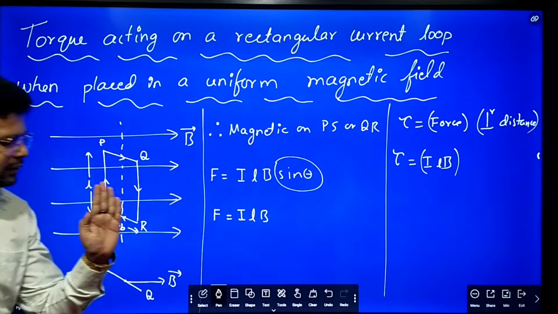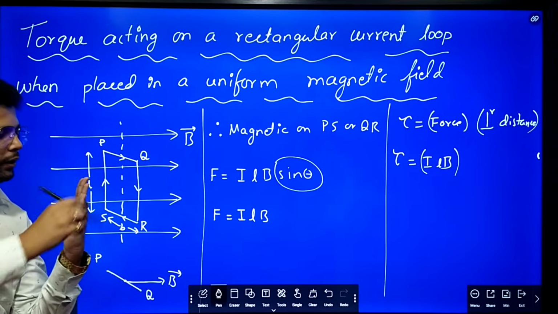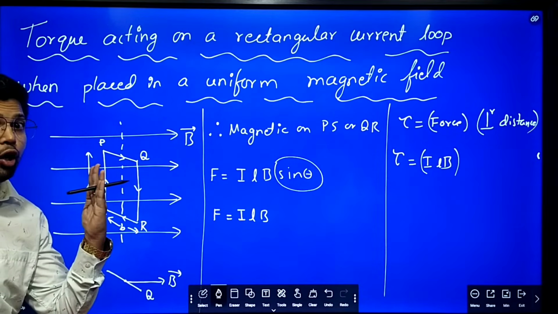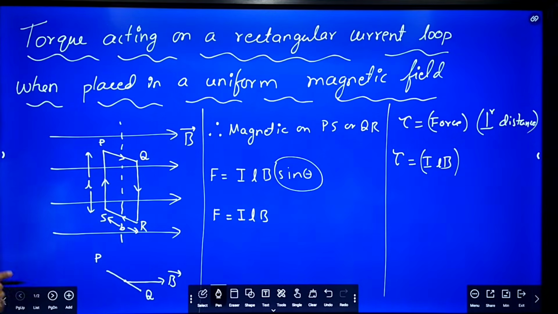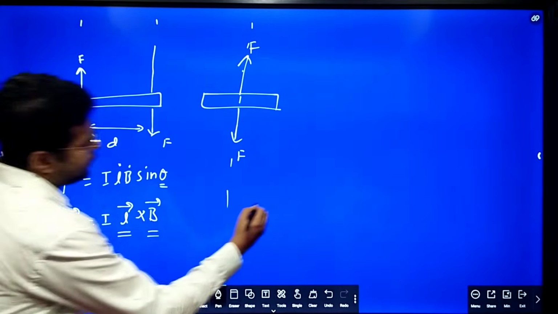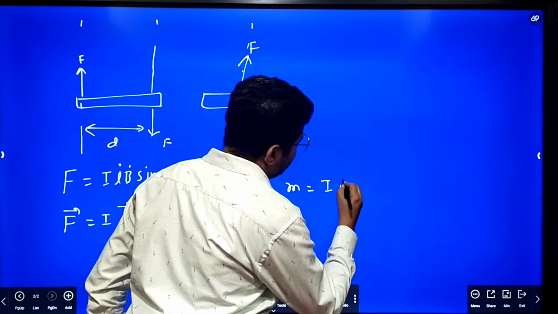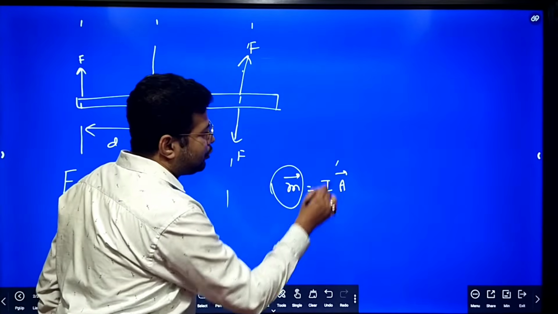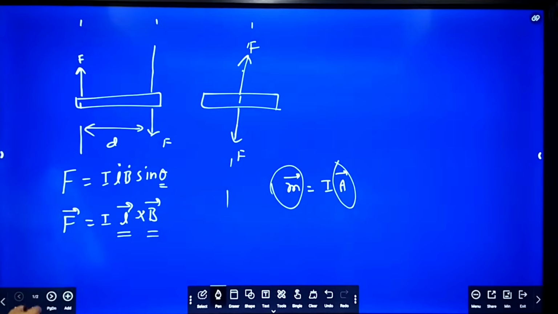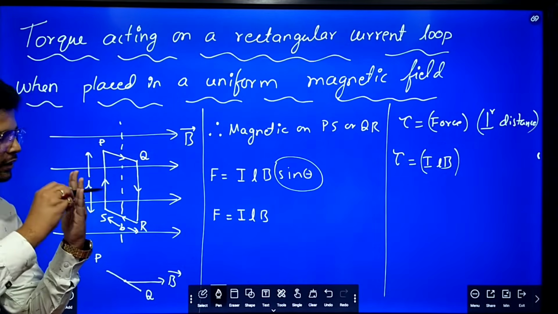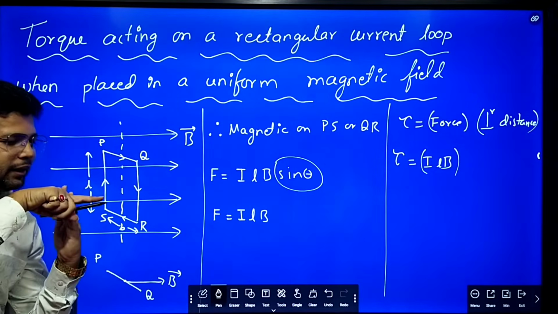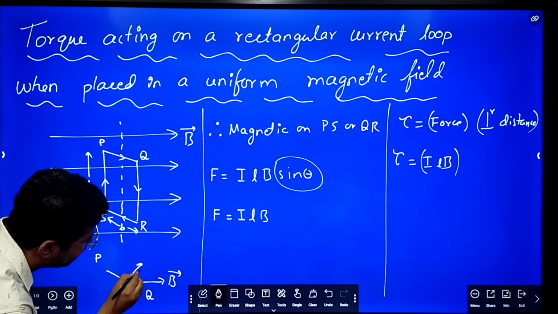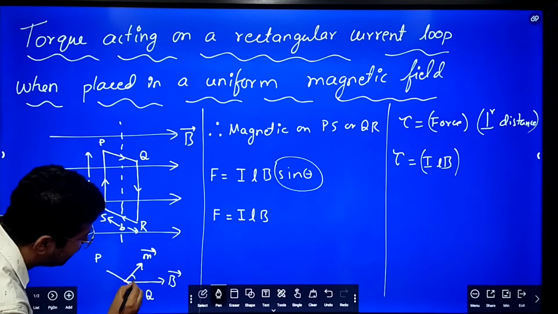Say, for example, at some orientation, this is the direction of the area vector, or magnetic moment. So what is magnetic moment? I'll write here. Magnetic moment is equal to I into A. Magnetic moment is a vector quantity. The direction of magnetic moment is the direction of the area vector. So if the coil is like this, this is the direction of magnetic moment, and this is the direction of magnetic field. Let us suppose that the angle between magnetic moment and magnetic field is theta.